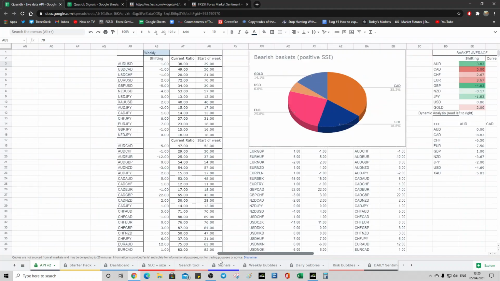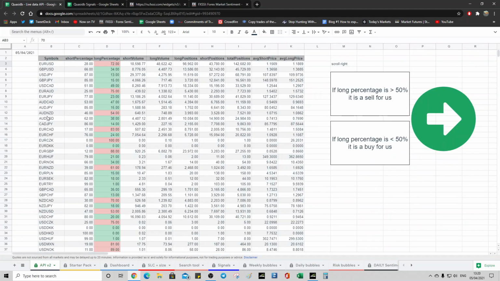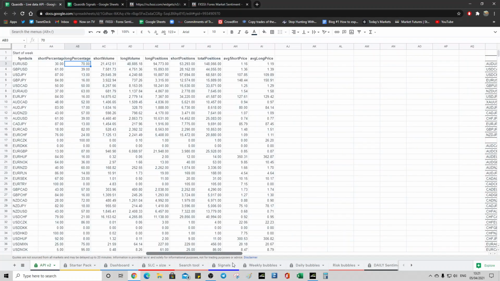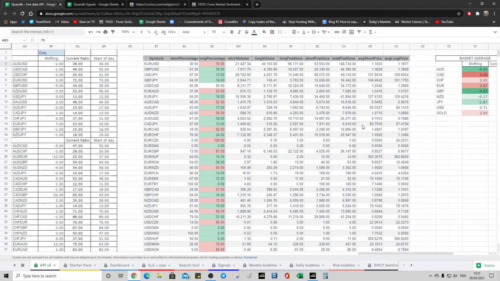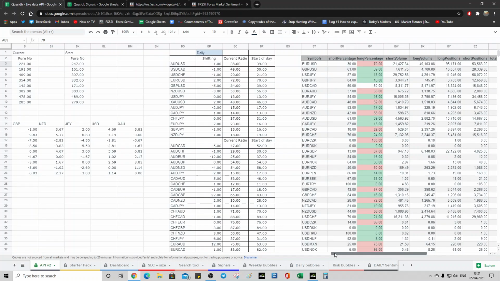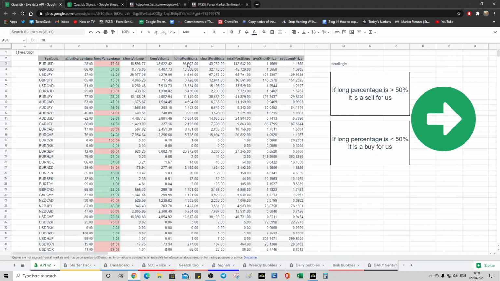So hopefully that's quite clear. This is every 30 minutes. This is weekly, and this is daily, and so that's that. And you'll note that average short price and average long price are included in the search tool. We also examine the long positions, long volume, and short positions in the search tool too.